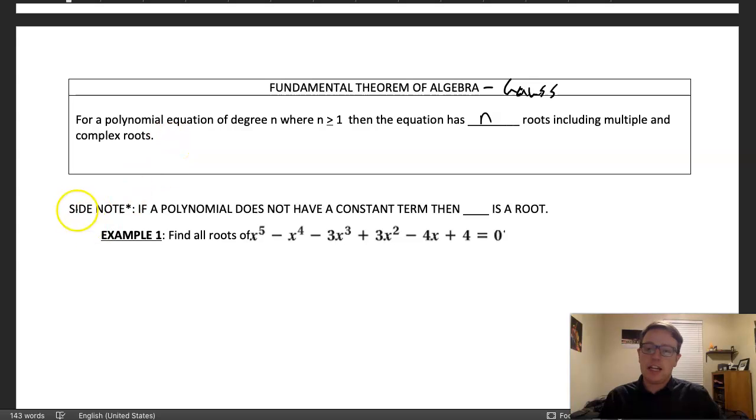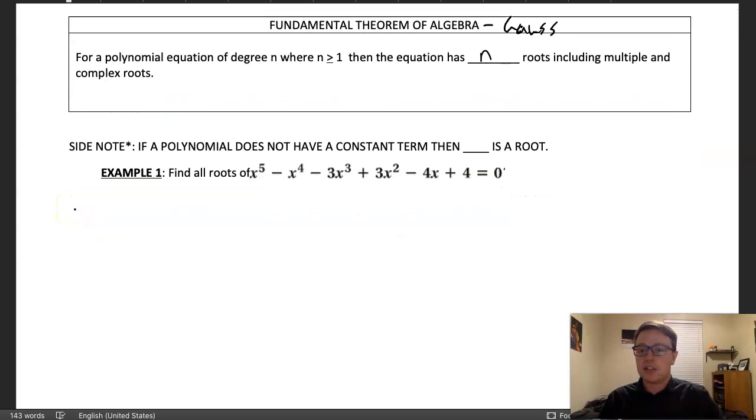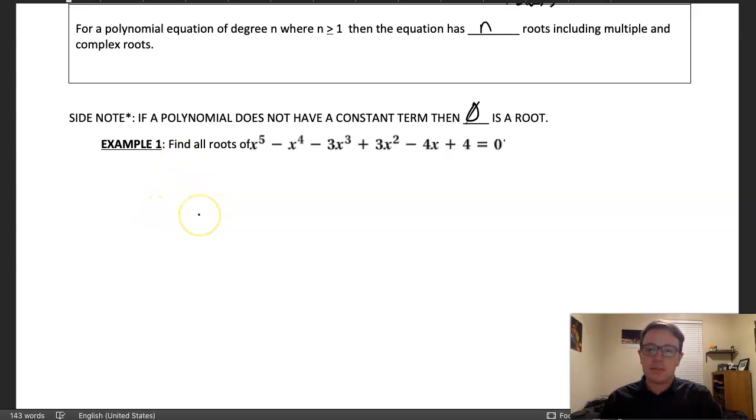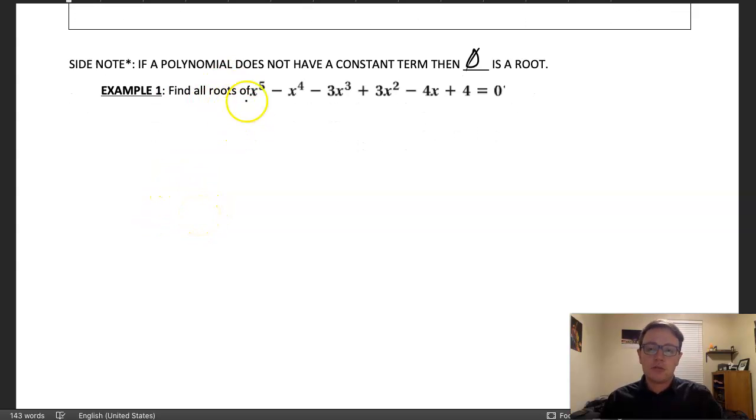So let's go ahead and use some of this to practice. Oh, one more thing, a side note. If a polynomial doesn't have a constant term, then we know that 0 is going to be a root. So keep that in mind. Now let's move on to an example. We're trying to find all the roots of x to the 5th minus x to the 4th minus 3x cubed plus 3x squared minus 4x plus 4.